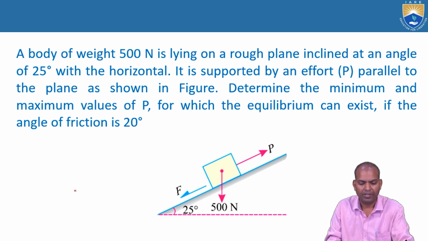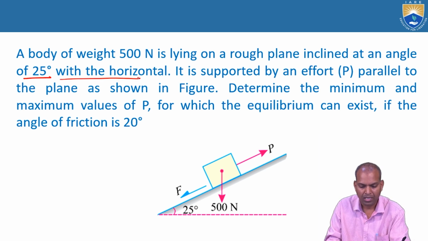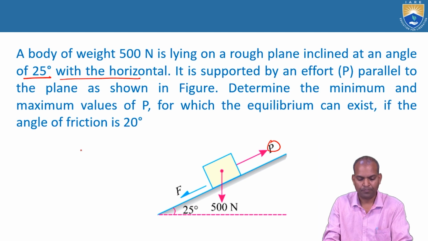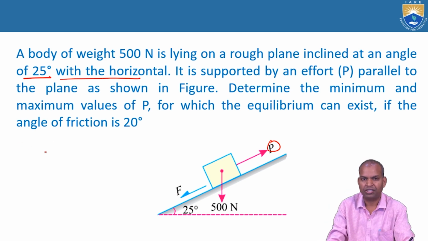A body of weight 500 newtons is lying on a rough plane inclined at an angle of 25 degrees with the horizontal. It is supported by an effort P parallel to the plane, as shown in the figure. Determine the minimum and maximum values of P for which the equilibrium can exist.